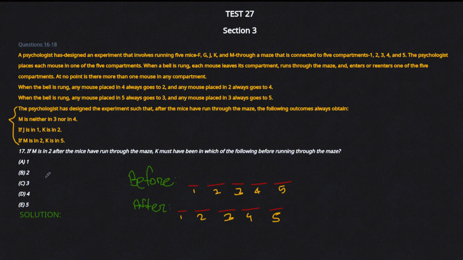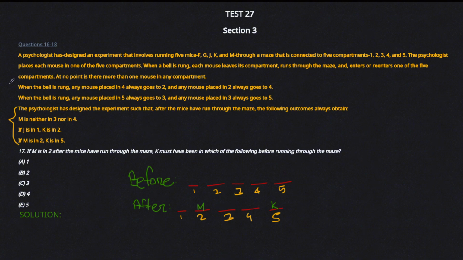On to question number 17. It says, if M is in 2 after the mice have run through the maze, K must have been in which of the following before running through the maze? Okay, so we have M at number 2. If M is at number 2, we know K has to be at number 5. So we have K at number 5. And now the question is, K must have been in which of the following before running through the maze.